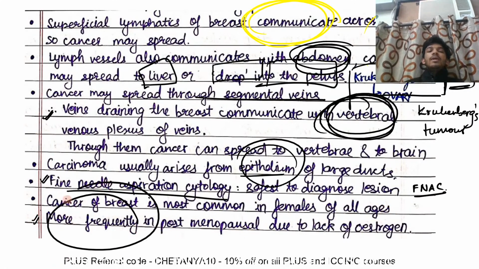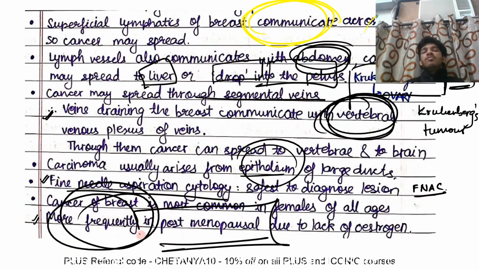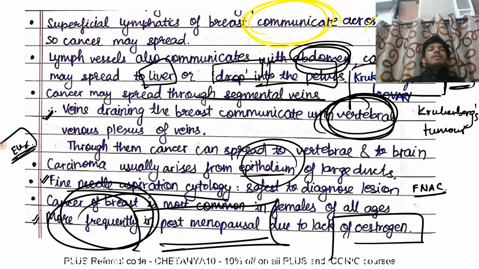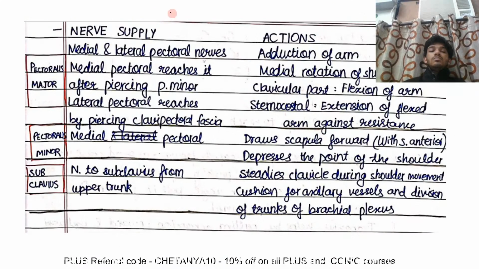and it is more frequent in post-menopausal females because they lack estrogen. So estrogen receptors, ER alpha, etc., have been correlated with an increased incidence of breast cancer. So it is more frequent in post-menopausal women due to lack of estrogen. All right, you can keep that in mind.